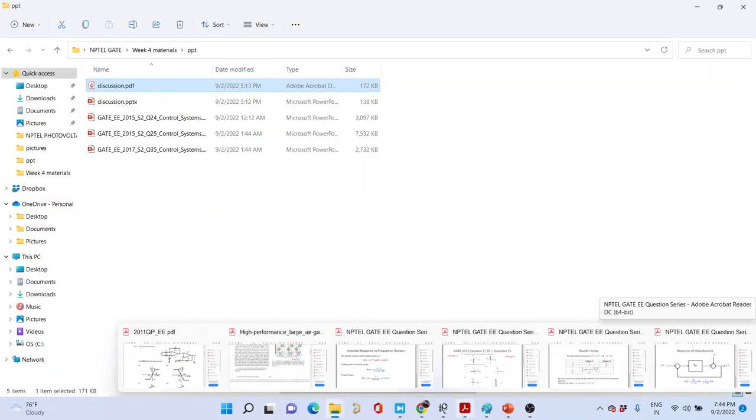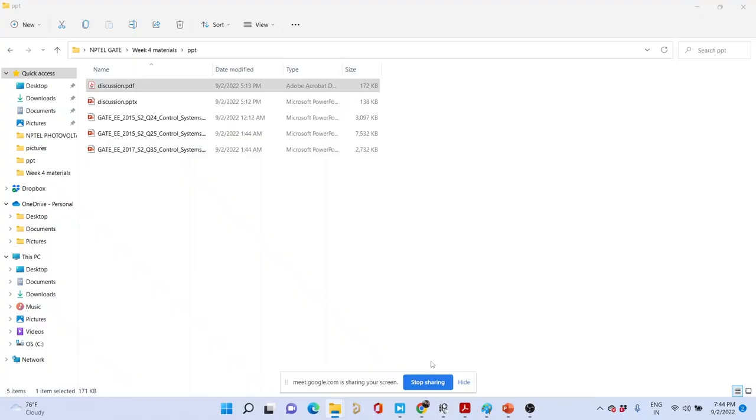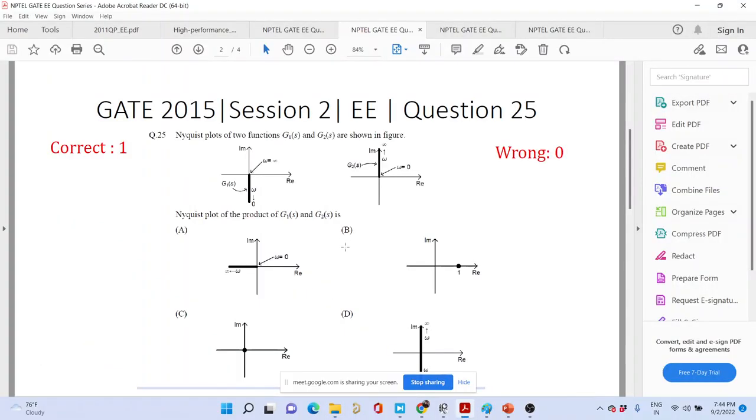So let me give you the last sum for today. This will be the last sum. These are the Nyquist plots of G1(s) and G2(s) that are given to you, and you are asked to find the Nyquist plot of G1(s) into G2(s). I would give you a few minutes to solve it, and then we will stop.